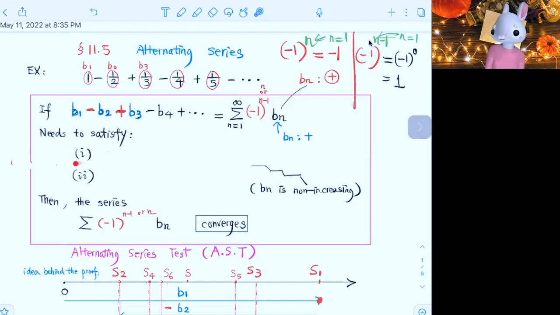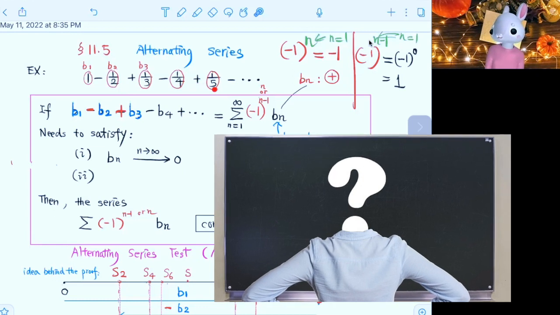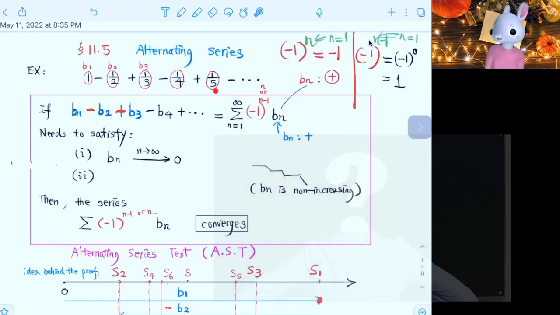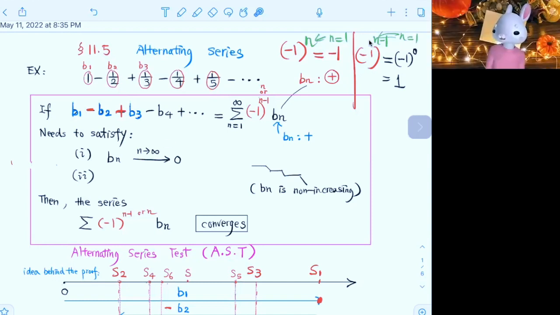The first one we check is whether the bn go to 0 or not. So that's the first one to check. Think about every term, if you drop the sign, would that go to 0? Think about this one also. If I drop the sign: 1, 1 half, 1 third, 1 fourth, 1 fifth. Does the bn go to 0? Is it getting smaller and smaller and closer and closer to 0? Yes, you're right. Good. So that's a very easy check to see if the terms go to 0 or not. That's why I put it as the first condition to check.